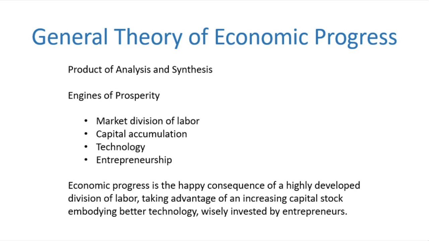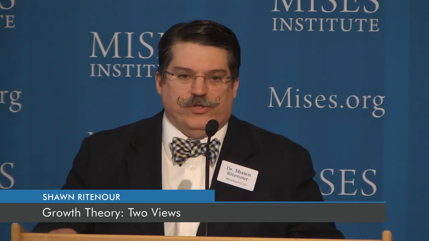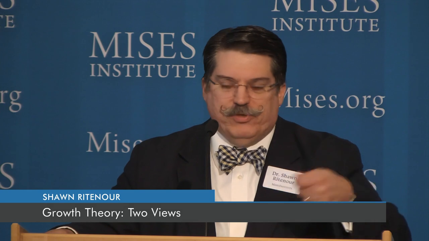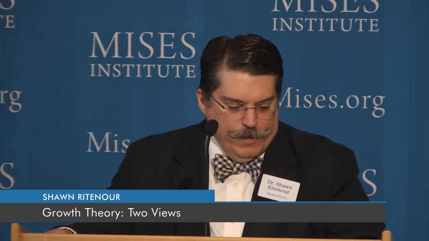Advances in technology contribute to economic progress in at least three ways. One, it provides for more productive capital goods, right? Think of the technology of a hand whisk versus the technology of a stand-up mixer. A stand-up mixer is more productive than a hand whisk. So some technology is more advanced than others. Some technology allows for capital goods to be more productive than others.